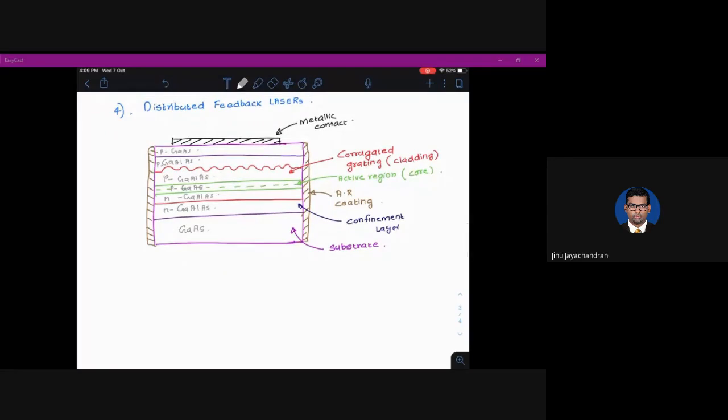Okay. Now, so this is the complete structure. So a grating is something which directs the wave.